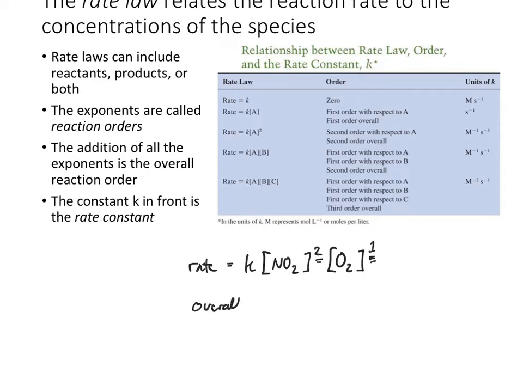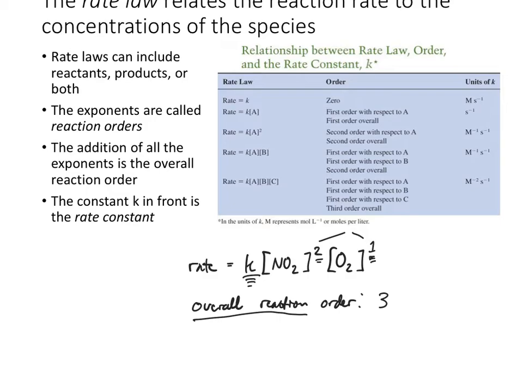We can calculate a so-called overall reaction order, and we get that by adding these up. So we'll add up 1 and 2, and the overall reaction order is 3. And the reason why we care about the overall reaction order is that it's going to tell us what the units need to be for our rate constant here.